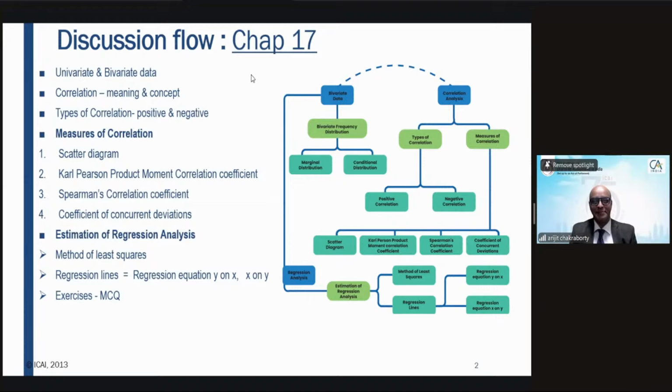5 to 6 marks are scored from this chapter, and it is easy and important also from the statistics point of view. I welcome you, sir. Students, please devote time to this topic, which is a very scoring and interesting topic also.